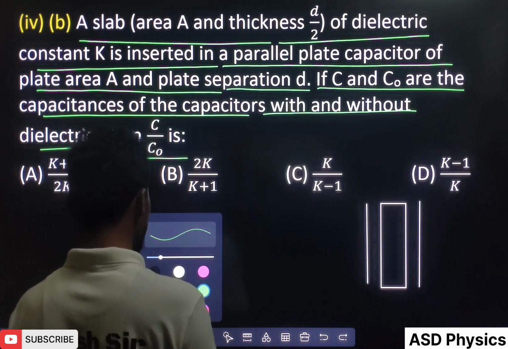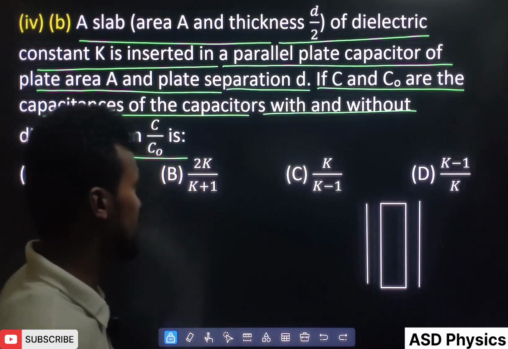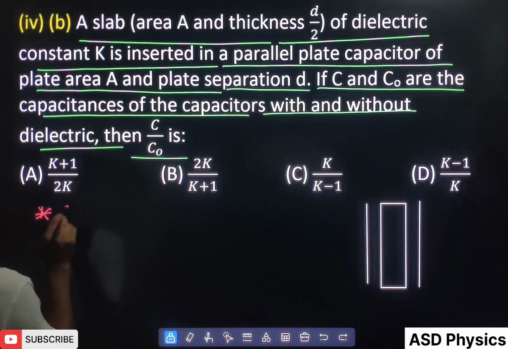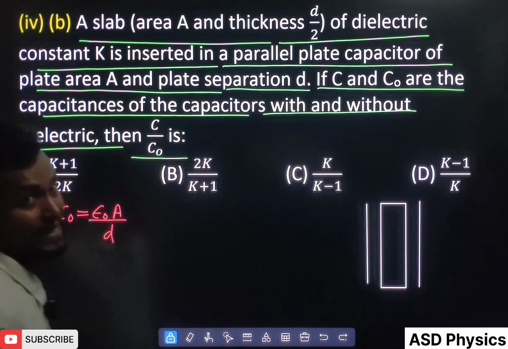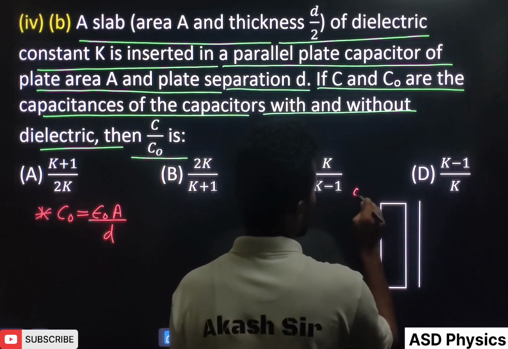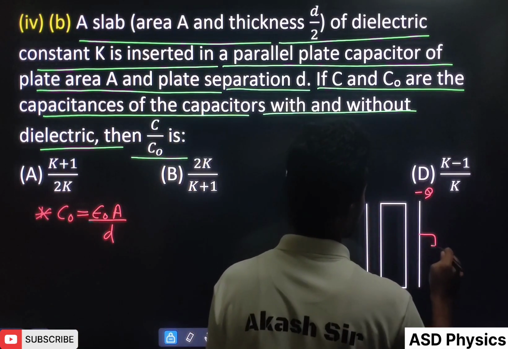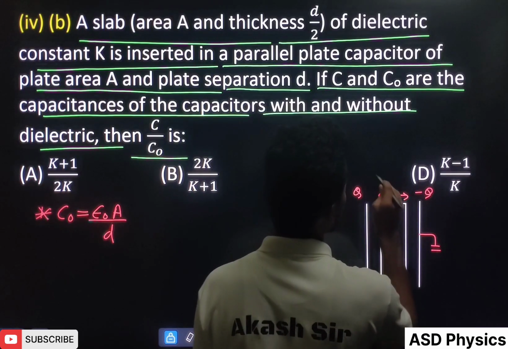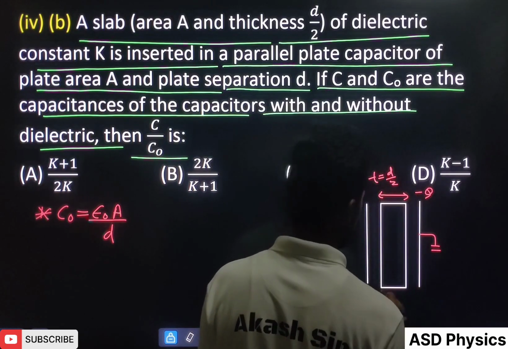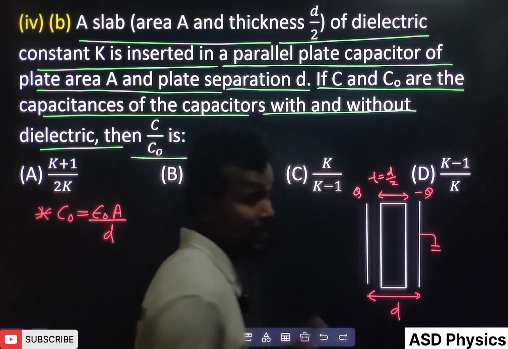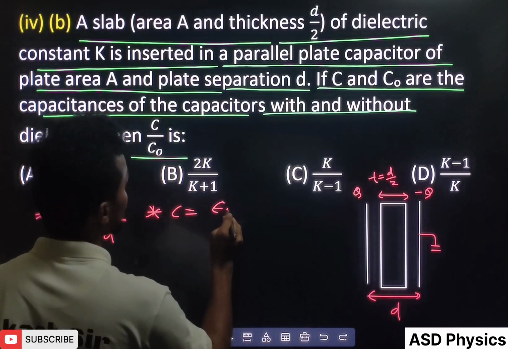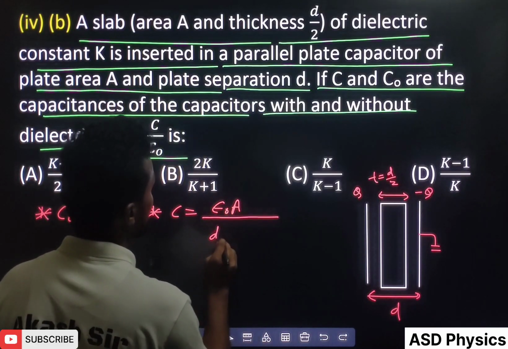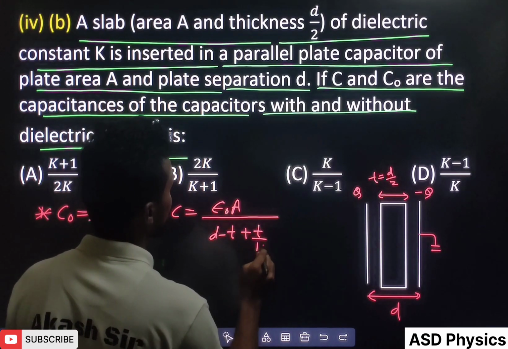Okay. So students, according to the question, C naught is without dielectric. So without dielectric, what can we write here? C naught means epsilon naught A by D. After that, remember, let's take charge Q and minus Q, connected to the battery. Here the thickness is D by 2, and here this is D. So in this situation, what is the new capacitance? The formula is epsilon naught A by D minus T plus T by K.